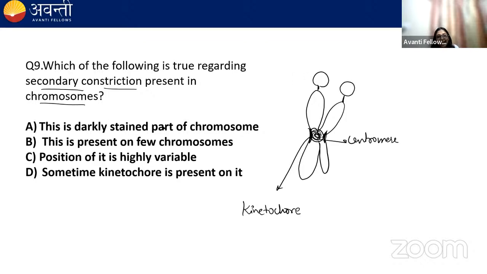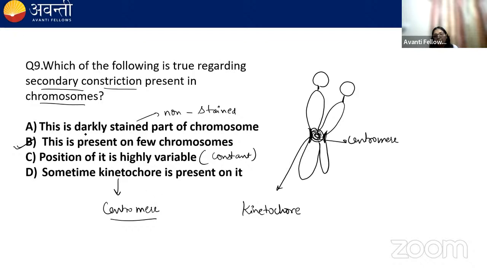Option A says it is a darkly stained part of the chromosome. No, it is not stained. It's a non-stained part of the chromosome. Option B says this is present on few chromosomes. Absolutely correct. Option C says the position of it is highly variable. No, the position is constant. Option D says sometimes the kinetochore is present on it. No, the kinetochore is always present on the centromere, which is your primary constriction, so the spindle fibers come and attach.